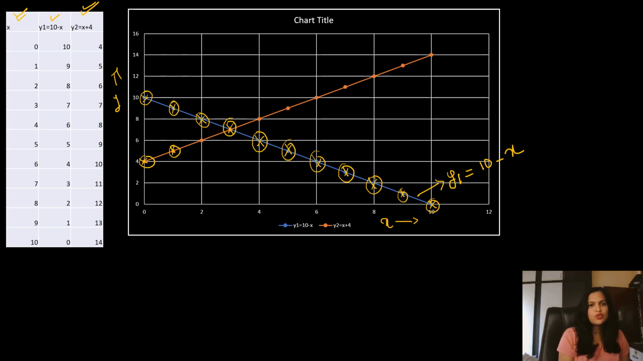When x equals 2, y is 6 here. When x equals 3, y is 7. So this is the point of intersection, (3, 7). These are the root values when two lines intersect.